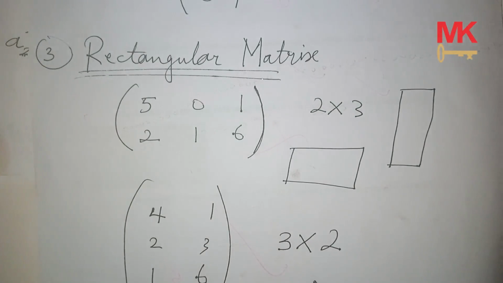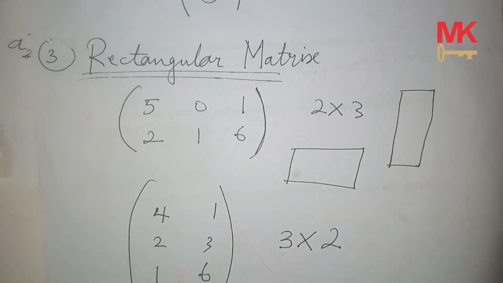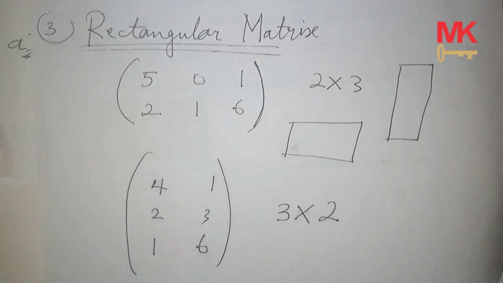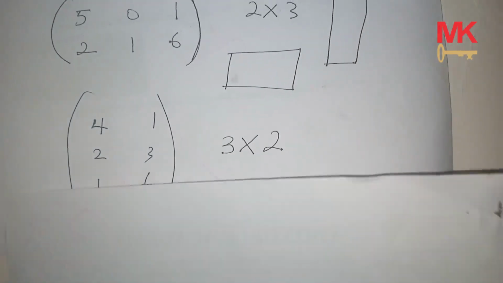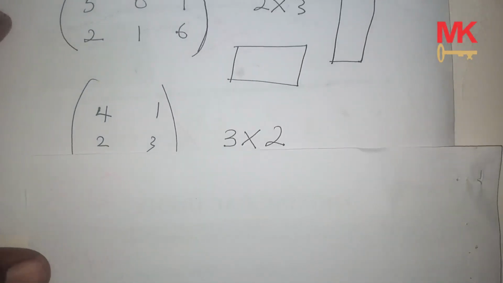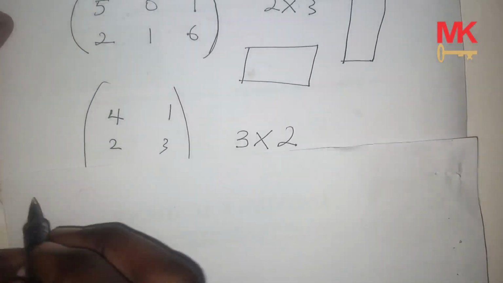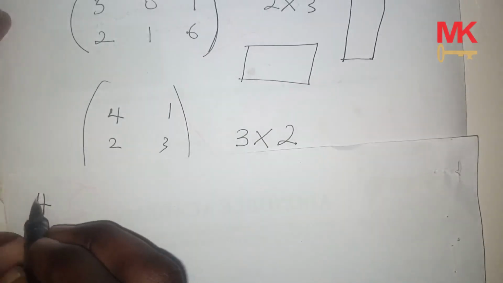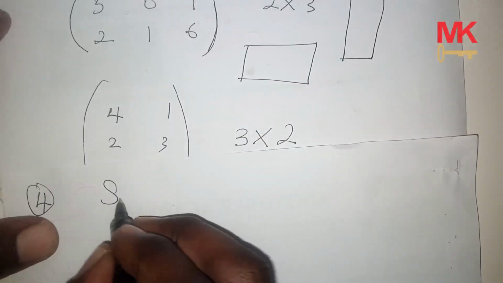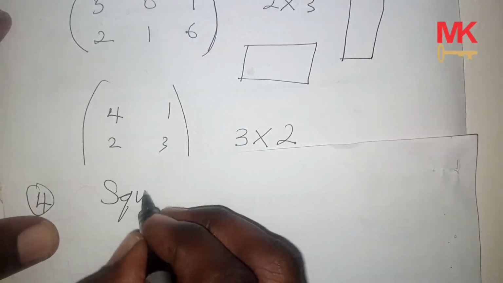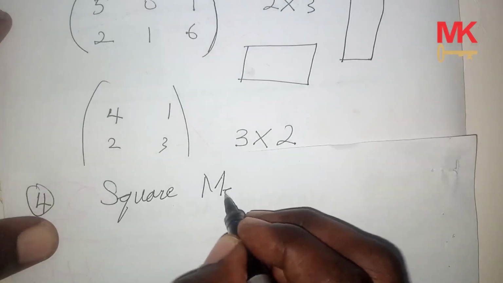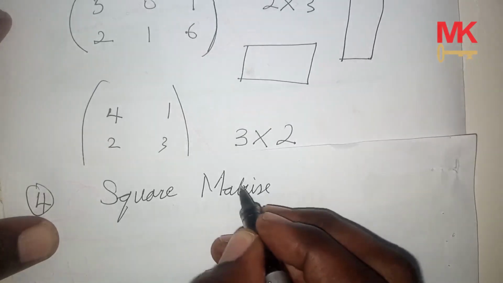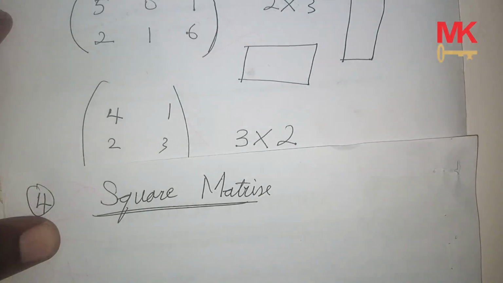The next type of matrix now, following the rectangular, as the name implies, we're going to look at what we call the square matrix. Very, very important. The square matrix is very important when we're in the study of matrix. As we study matrix, the square matrix is very, very, very important. Now, what is a square matrix? That's number 4. A square matrix, very simple.